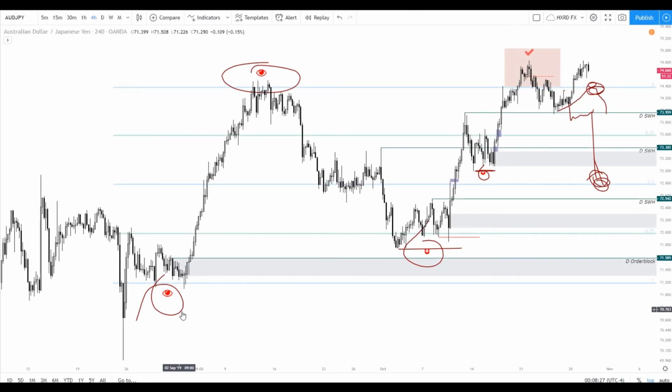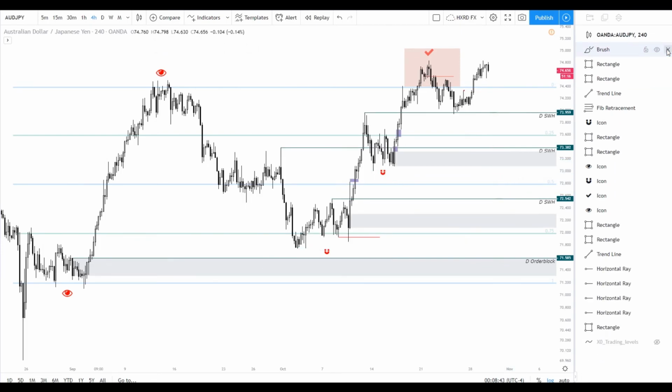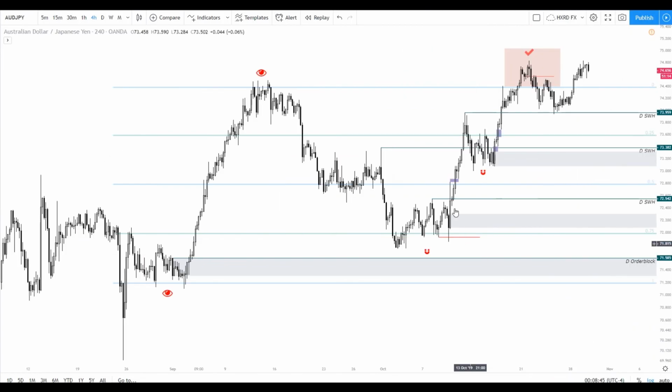And here we have AJ. So this was my previous analysis for AJ. Looks like I've already been stopped out, but doesn't matter. Let me give you an update real quick. So let me quickly remove all this mumbo jumbo. Okay, so looks like we found support at this daily swing high, and then we've seen a break in structure again. So I'm pretty sure this is going to trade higher.